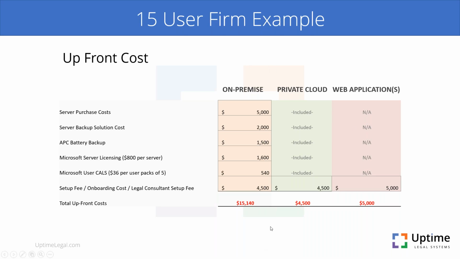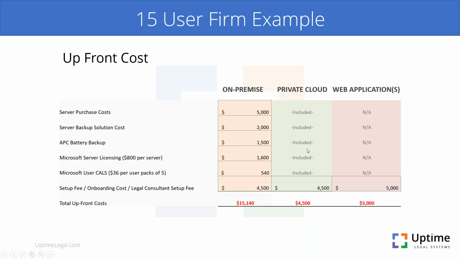So here we have on-premise, here we have private cloud, here we have web applications. All right, so looking at everything from buying a server, backup solutions, battery backup, server licensing, CALs, consulting fees to set it all up, if you're a 15 user firm, you're going to easily pay about $15,000, and that is not overpriced. That is very conservative, so we're not trying to bloat this at all.